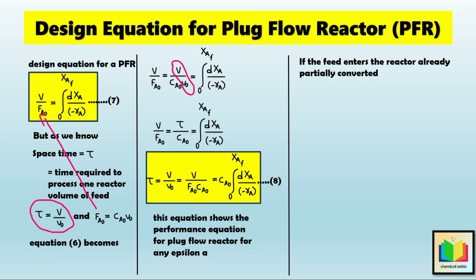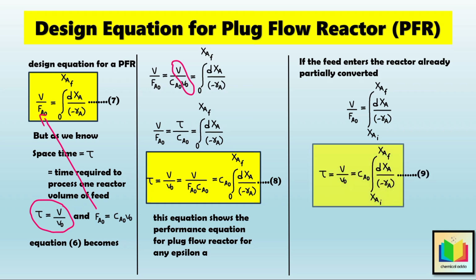And hence in that case, the integration limits of conversion will be changed. Therefore we can write the equation as V by Fa0 is equal to integration from Xai to Xaf, dXa divided by minus Ra. This equation can also be written as tau is equal to V by V0 is equal to Ca0 into integration from Xai to Xaf, dXa divided by minus Ra, where Xai is the conversion of A at inlet and Xaf is the conversion of A at outlet of the reactor. In this way, we get the design equation for PFR in terms of conversion.